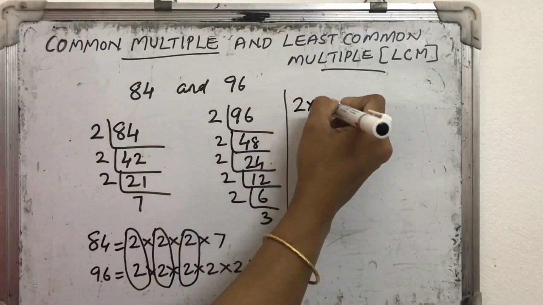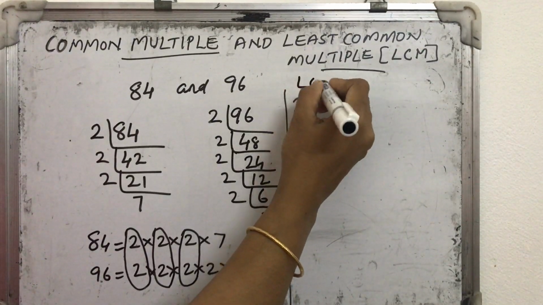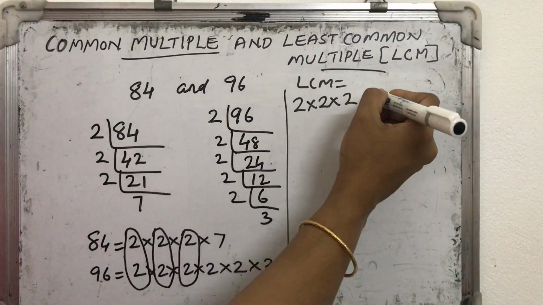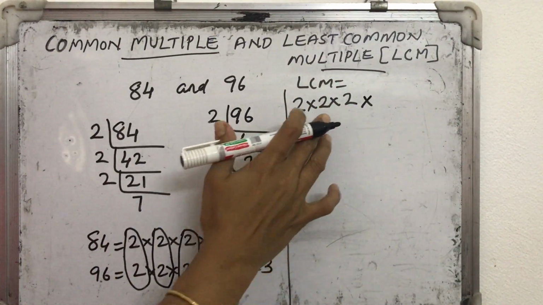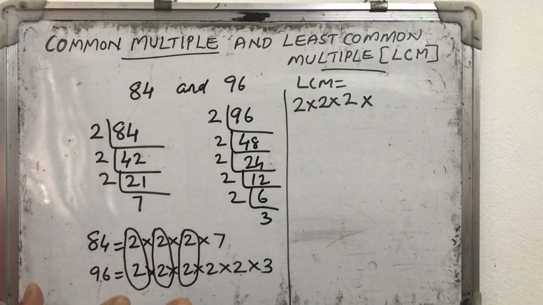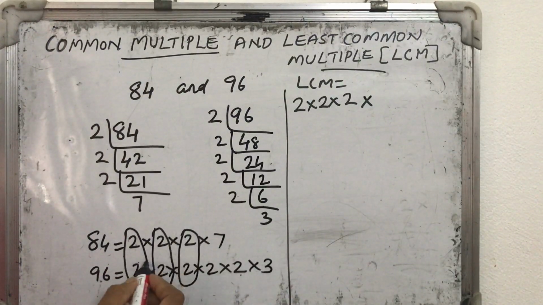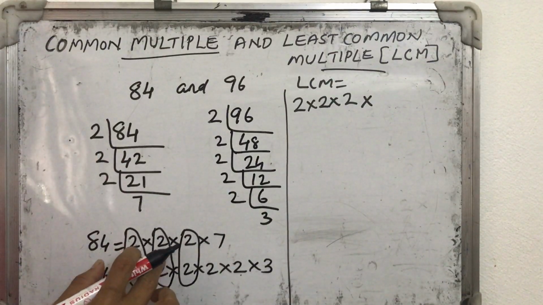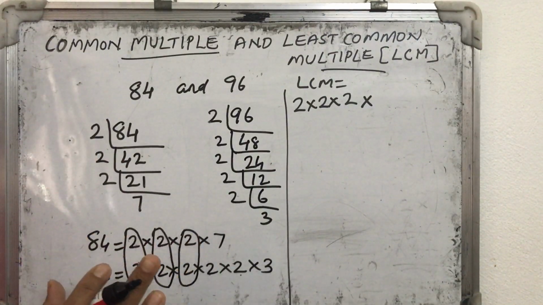So 2 into 2 into 2. For LCM, multiply these common factors, and after that we want to multiply the others. In the case of HCF, we find the product of only these common factors. So the HCF will be what? 2 into 2 into 2. 4 into 2, 8 will be the answer.